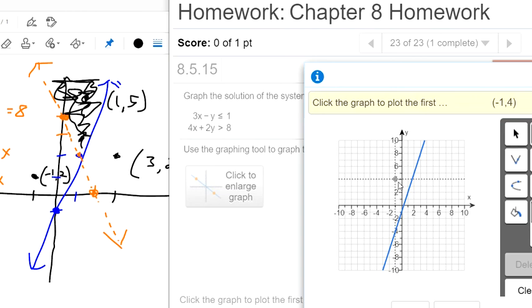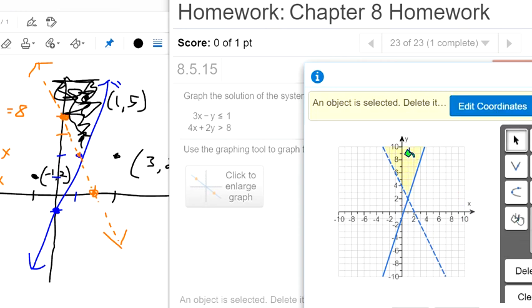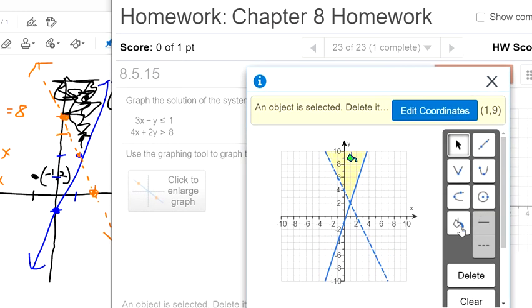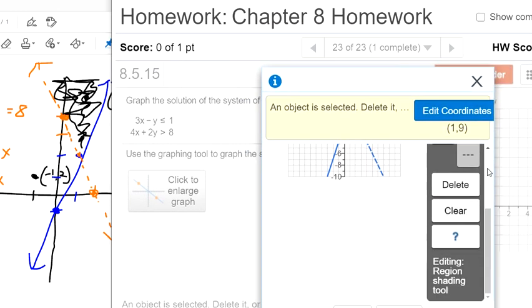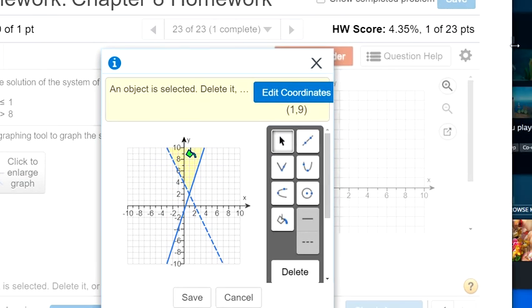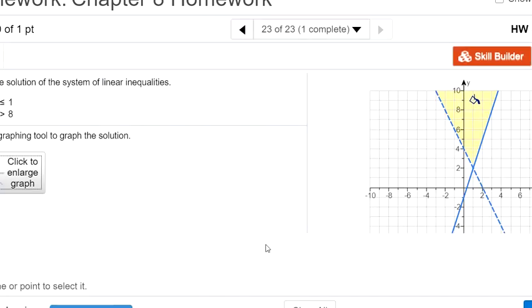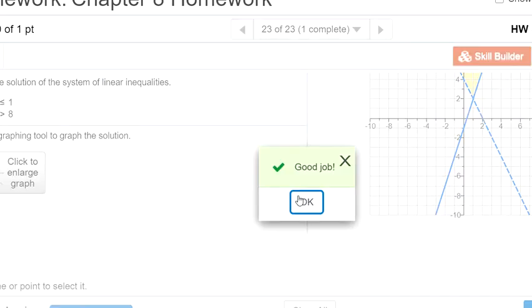Our first dot that we got was at 4 on the y-axis, and then another dot was down 2 to the right 1. So there's another dot. Let's make that dotted. And we said our solution area was this area up here, so we click that bucket tool. Oh, sorry, you can't see the dotted thing. It's off your screen. But click the bucket tool, click where you want to shade, and I think that's good. I have it minimized. Save. There we go. Okay, let's see if it likes that. It likes it. Okay.